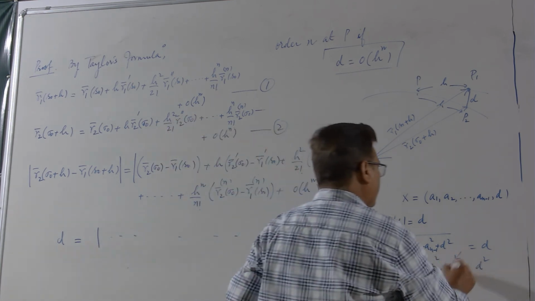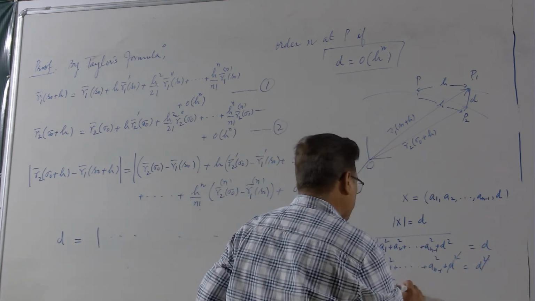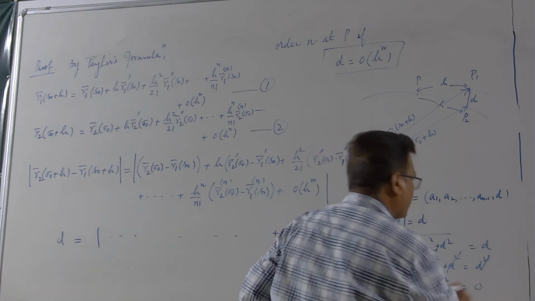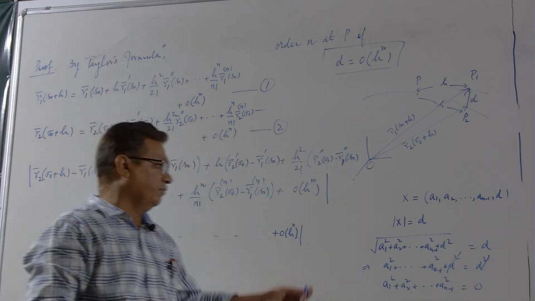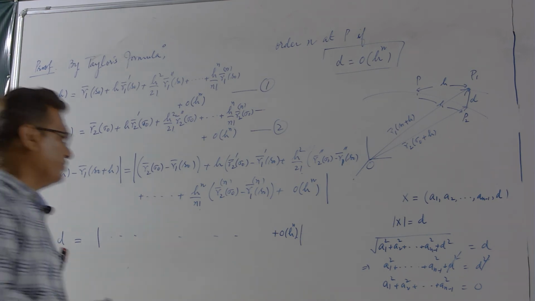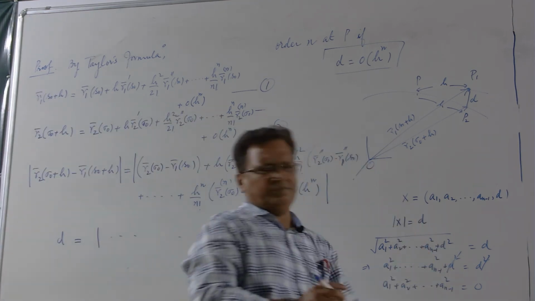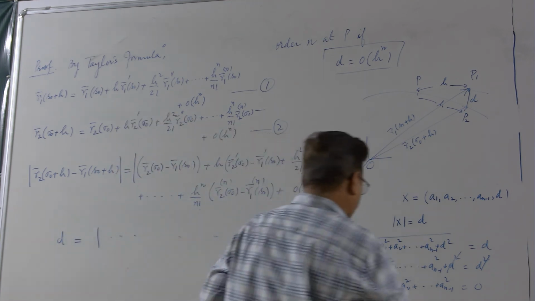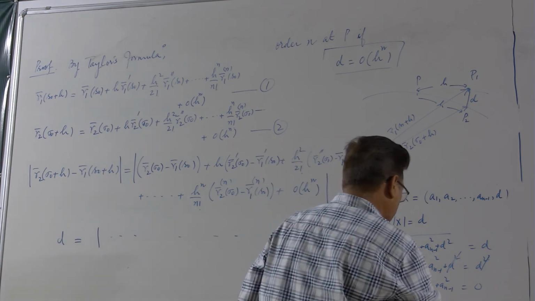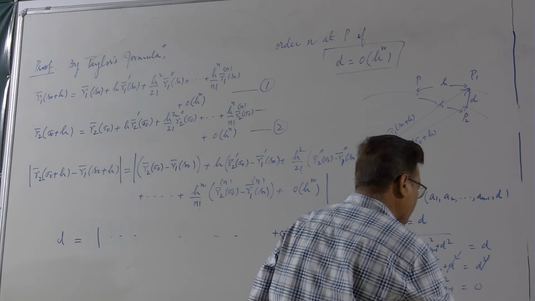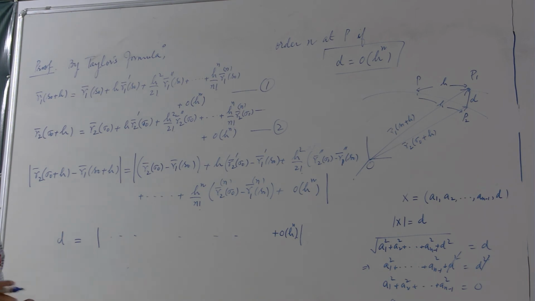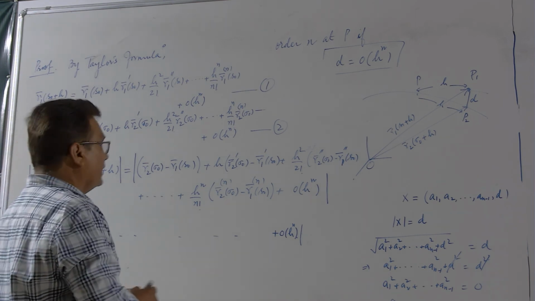So what you see from here is that a1 square plus a2 square plus up to a_(n-1) square is equal to 0. So you have n minus 1 quantities, the sum of whose squares is 0. This is possible only when each of them is 0. So a1 square is 0 and therefore a1 is 0, a2 is similarly 0, a3 is 0, all of them are 0. That is what I am going to conclude here, because mod x is this.